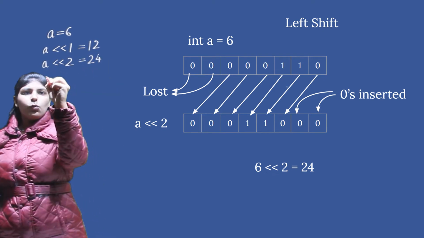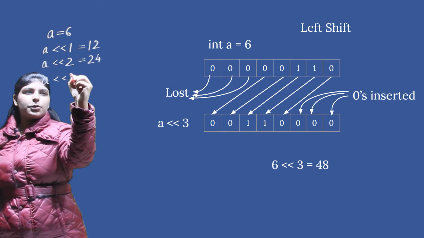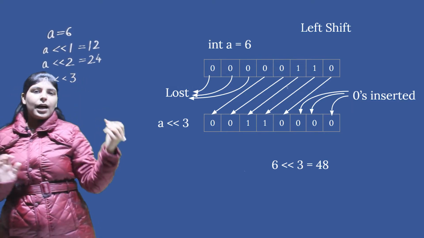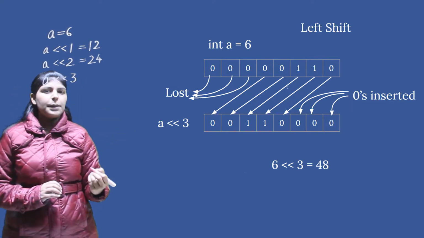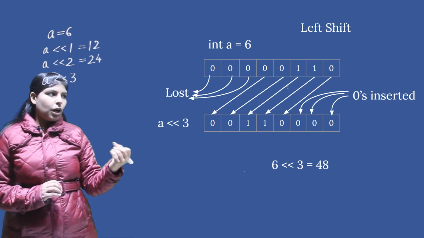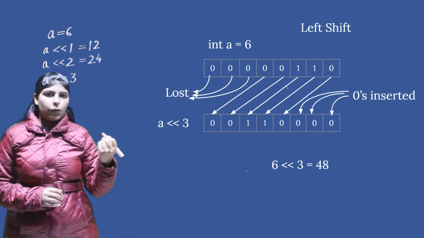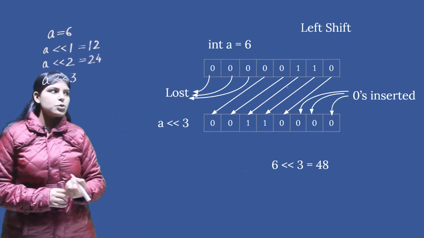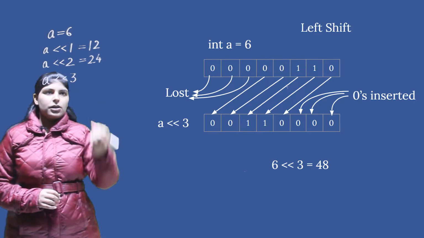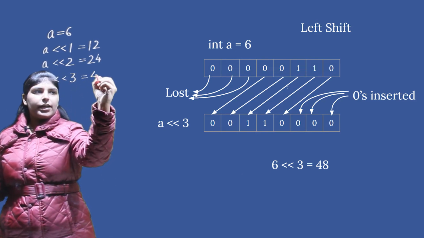Now if I do A left shift 3, this means I'm shifting all the bits 3 positions to the left. So the 3 leftmost bits will be lost and 3 zeros will be inserted at the right end. So this will give me 48.